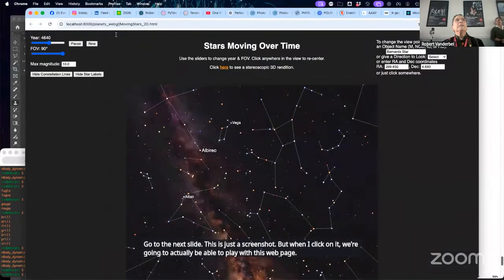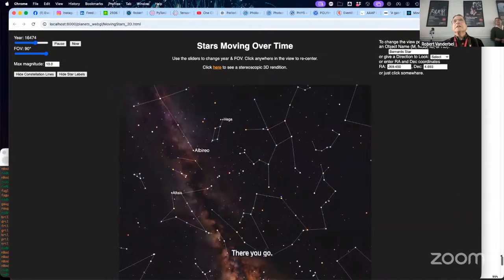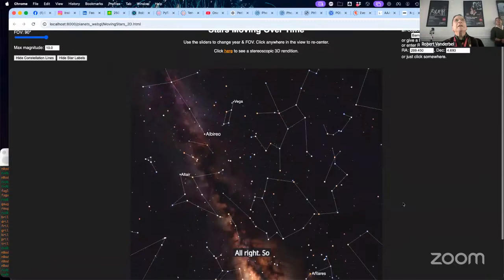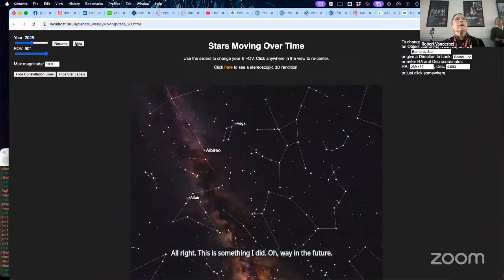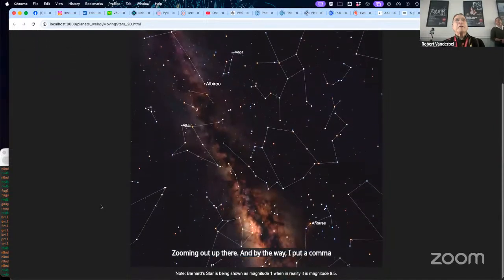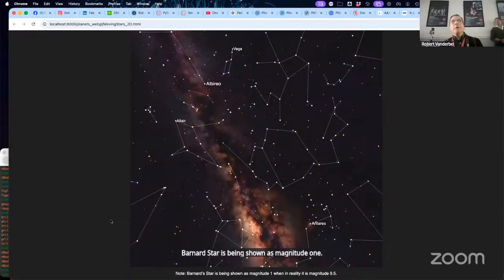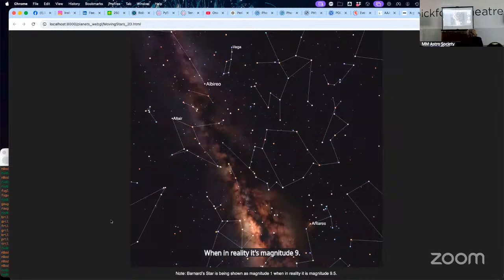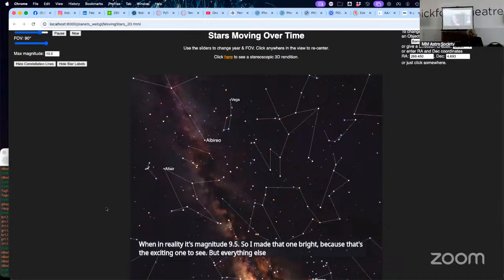And here it is. I'm just going to make this bigger so it looks better. All right, so this is something I made, and oh, we're way in the future. Let's go back to now. Let's go back to resume. See Barnard's star? Zooming out up there. And by the way, I put a comment here at the bottom. Of course, we scroll down. Barnard's star is shown as magnitude 1, when in reality it's magnitude 9.5. So I made that one bright because that's the exciting one to see. But everything else is drawn relatively accurately.